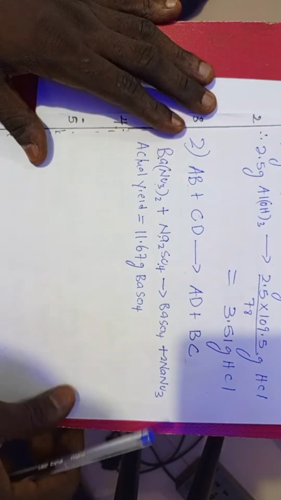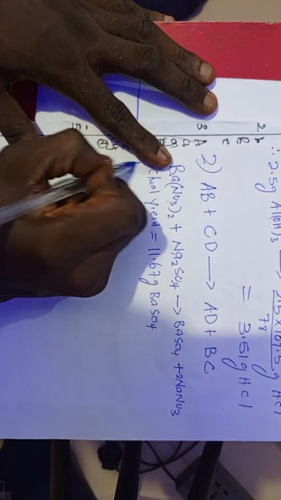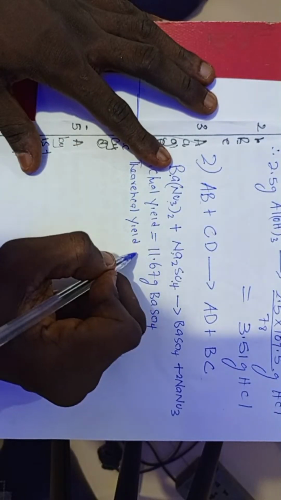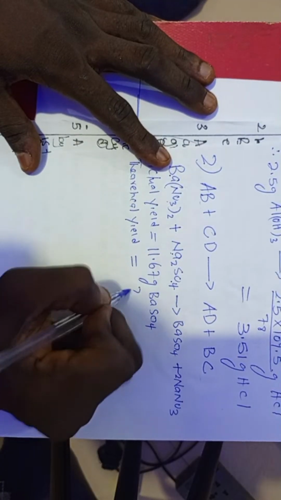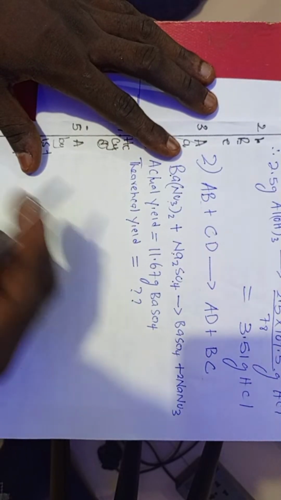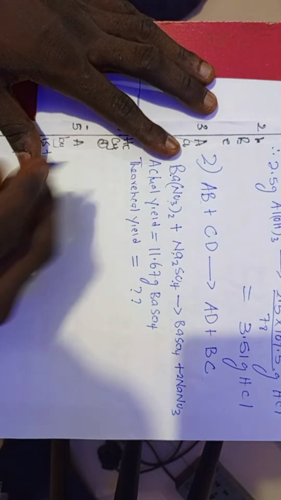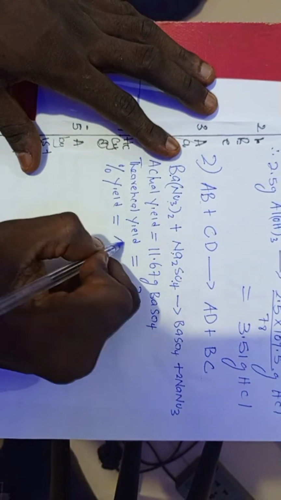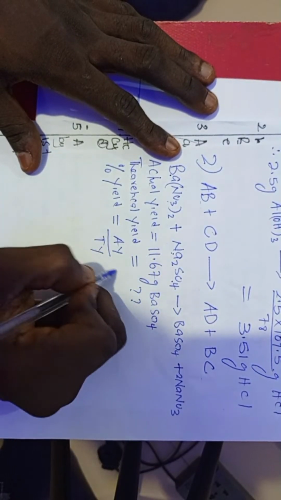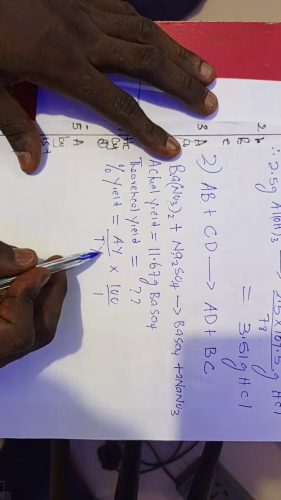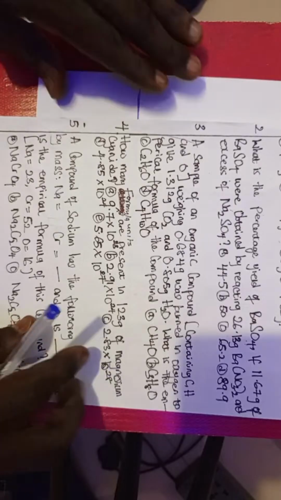So the next thing we are going to do is find out the theoretical yield. The theoretical yield of barium sulfate is unknown. Once we find the theoretical yield of barium sulfate, you can now get the percentage yield using the formula: percentage yield is equal to the actual yield over the theoretical yield times 100 over 1. We are going to apply this formula, but before that, we need to find the theoretical yield. How do we find the theoretical yield from the given problem? Now, let's check out the problem.